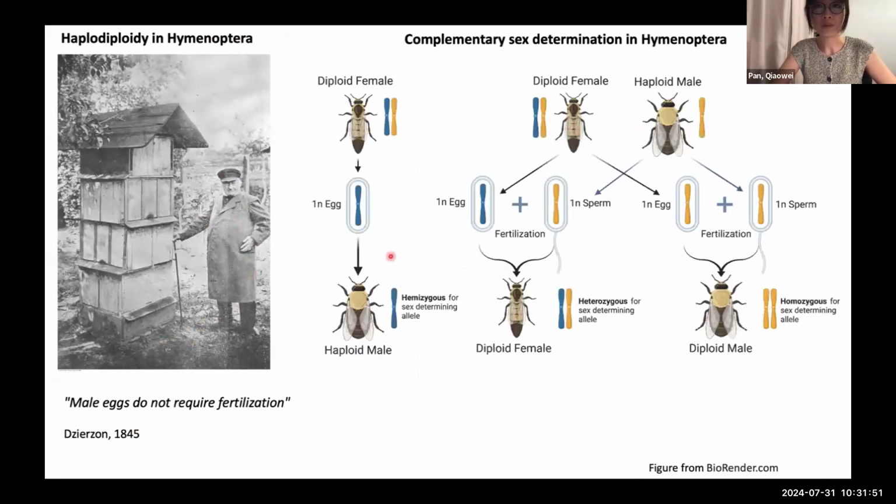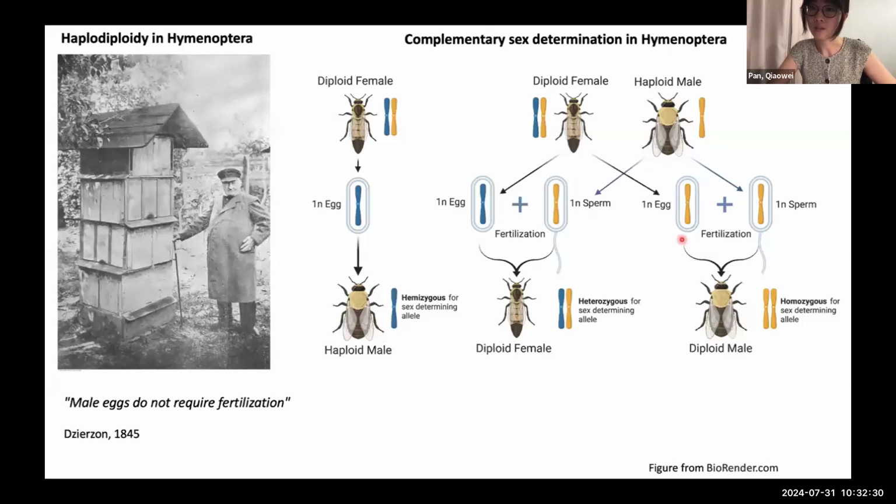Based on many more observations, a complementary sex determination model was proposed. Under this model, all females are diploid. They carry two different alleles at the sex locus. They can reproduce without fertilization, and in that case the offspring are haploid. Having only one allele at the sex locus, these haploid offspring will develop into haploid males. While if fertilization does take place, she will be able to produce diploid offspring. If the diploid offspring inherits two different alleles at the sex locus, they will again develop into a female.